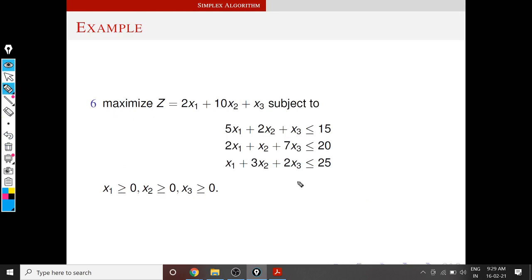Maximize this problem subject to these constraints. Here it involves 3 variables. We can't apply the graphical method. We have to solve this problem using the simplex method.